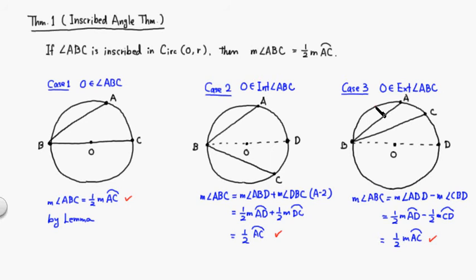So in all three cases, we end up having the same equation. The measure of the inscribed angle is always 1/2 of the measure of the corresponding intercepted arc, right? That's called the Inscribed Angle Theorem, right? That's it. I hope that this was clear.